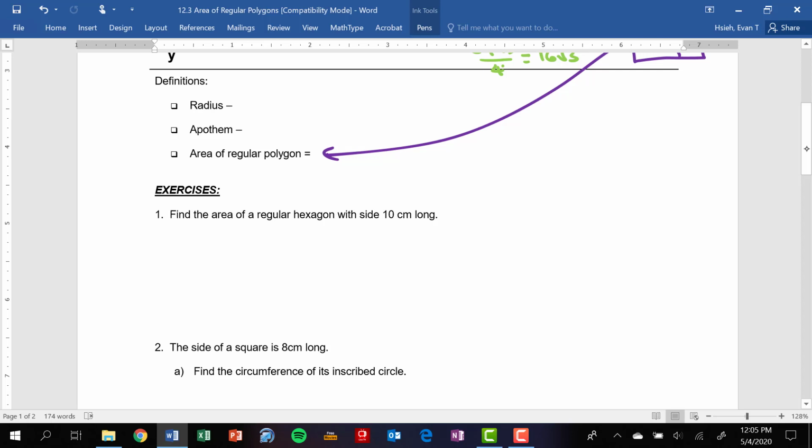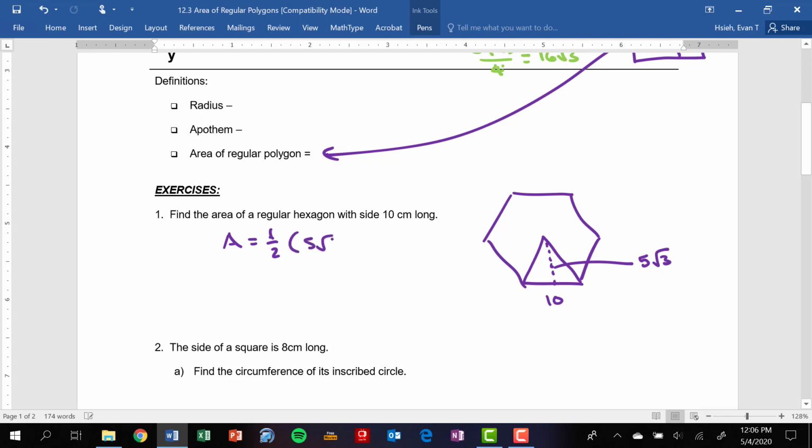Find the area of a regular hexagon with a side length of 10 centimeters. So here's my hexagon. Side length is 10. If I draw in an apothem there, I get a 30, 60, 90 triangle, some magic going on there. So this ends up being 5√3. So the area of this regular hexagon is going to be 1/2 of the apothem, 5√3, times 10 times 6, or 60. I simplify that and get 150 times the square root of 3.